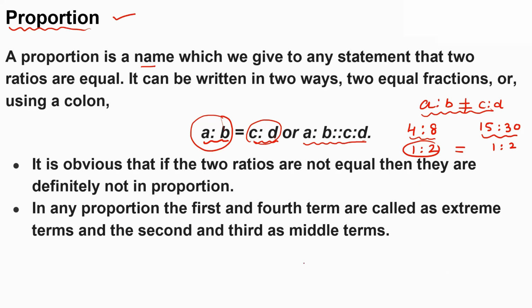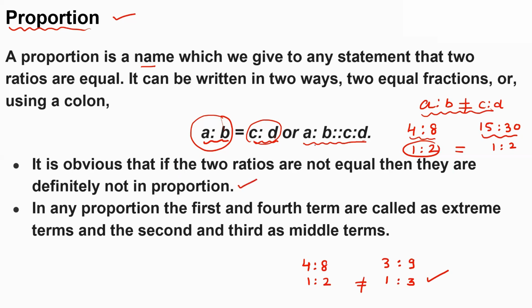But let's suppose I have the terms 4 is to 8 and 3 is to 9. So that's 1 is to 2, but it is 1 is to 3. Their ratios are not equal. It means they are not in proportion. Got it everyone? What is proportion? If two ratios are equal, they are said to be in proportion. If two ratios are not equal, they are definitely not in proportion.